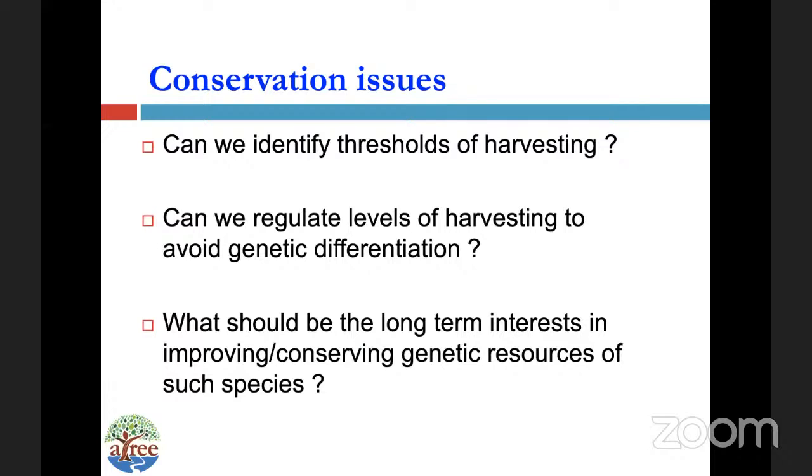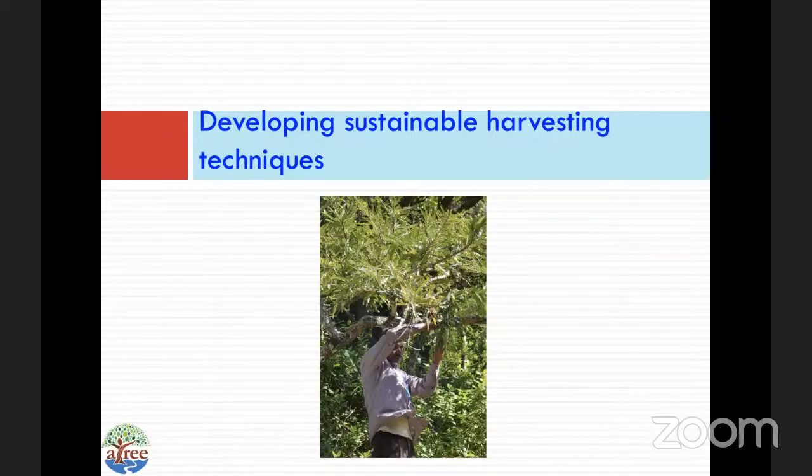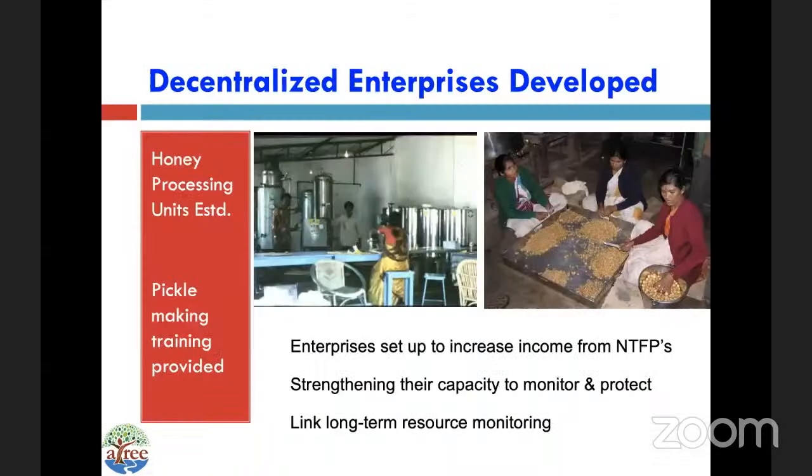That is what we have been working on in the past few years, where we are trying to develop sustainable harvesting techniques, and then developing something called decentralized enterprises in these 3 protected areas, where we are setting up enterprises to increase the income from NTFPs, developing the capacity of people there, and telling them that instead of harvesting all the fruits in a tree, harvest only about 70% of the fruits and leave 30% for regeneration to occur. Harvest only the low-hanging fruits, and leave the fruits on the top for the birds to disperse. At the same time, we're trying to see that their income is not hampered.